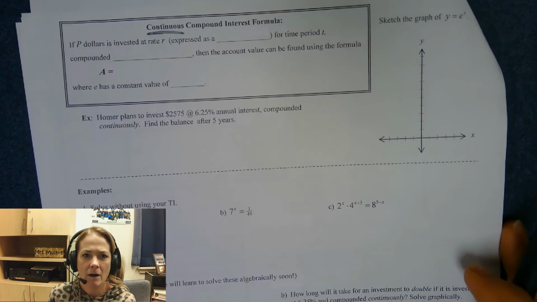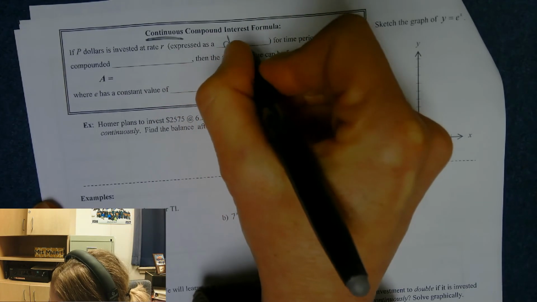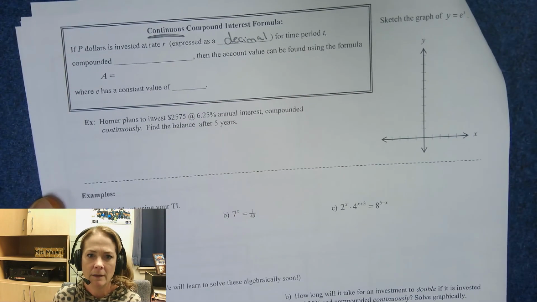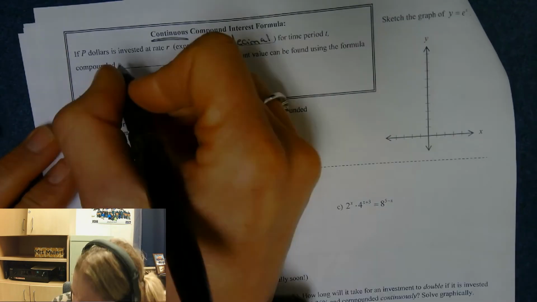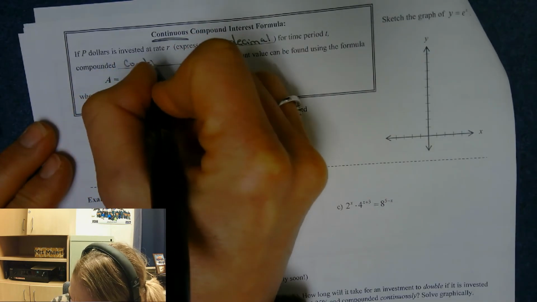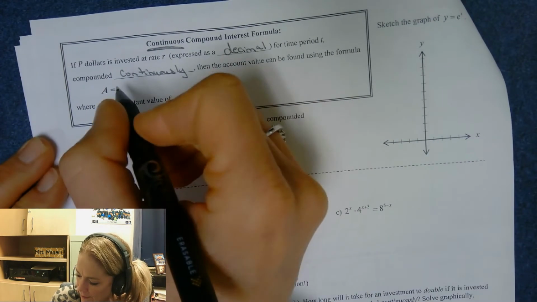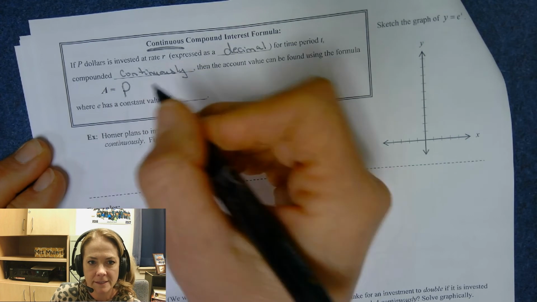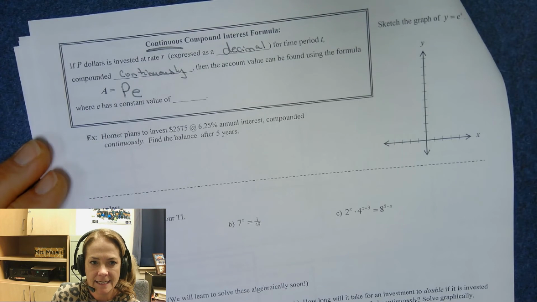This is going to be our PERT formula. So again, your rate needs to be a decimal. So convert that, shift that decimal over 2 to the left to convert, and look for the word continuously. And this formula is a little different. So P is your principal, and now instead of the 1 plus the R, this naturally occurring value of E comes into the situation, and it's E.